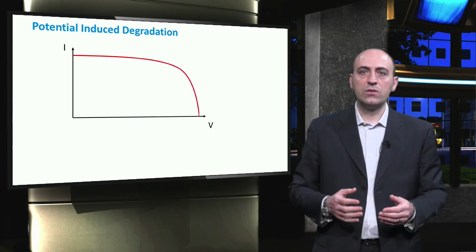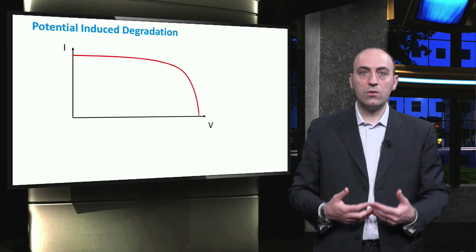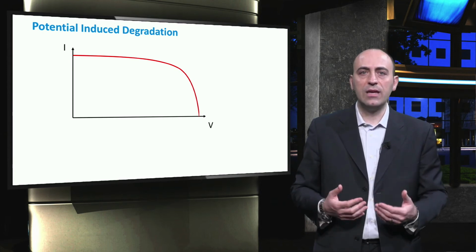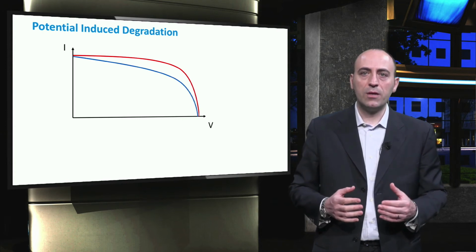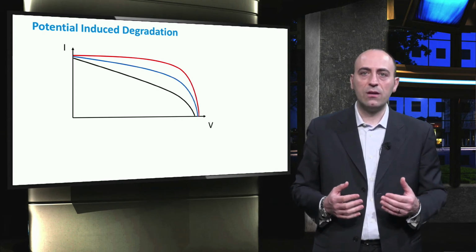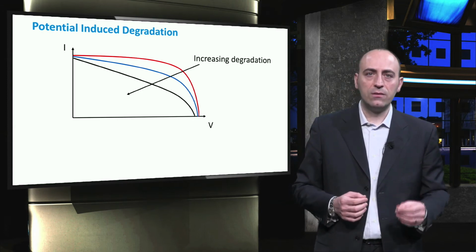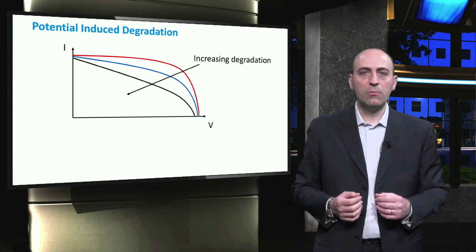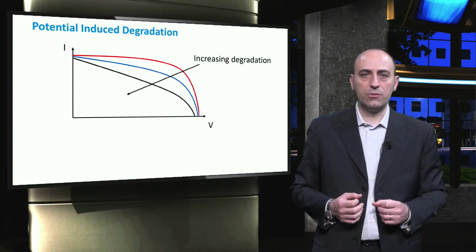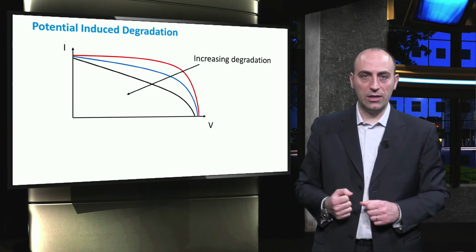This effect causes the module power output capacity to reduce because the polarization can adversely alter the characteristic curve of the PV cells. The curve tends to become more flat as the degradation effects increase. The open circuit voltage and the short circuit current remain nearly unchanged, but the maximum power point can be reduced up to 70%. There are different ways of reducing the potential induced degradation.